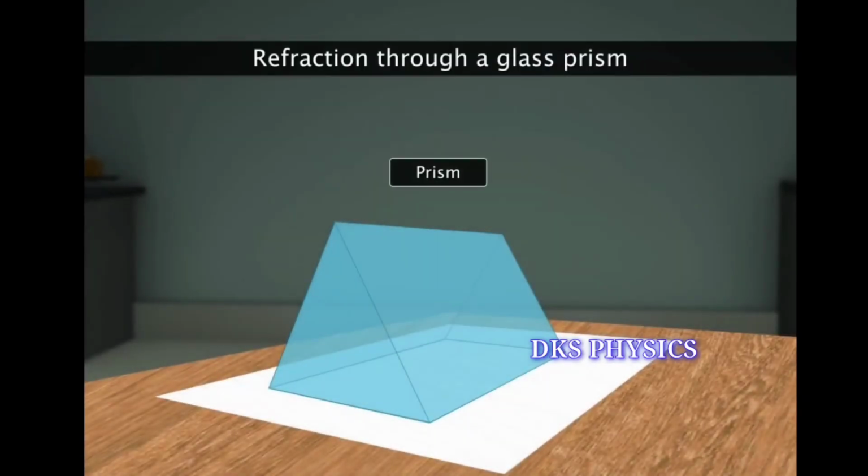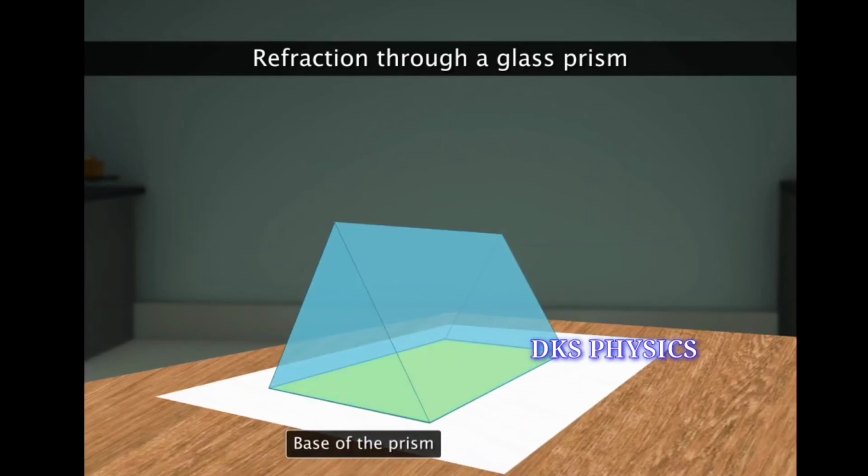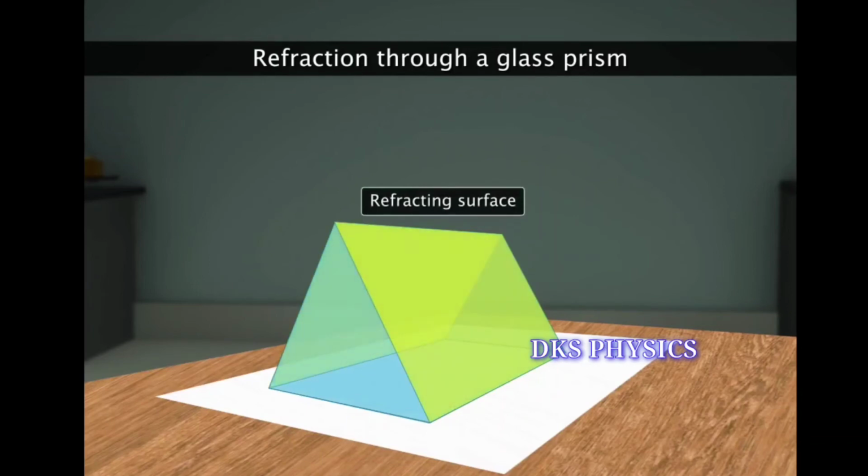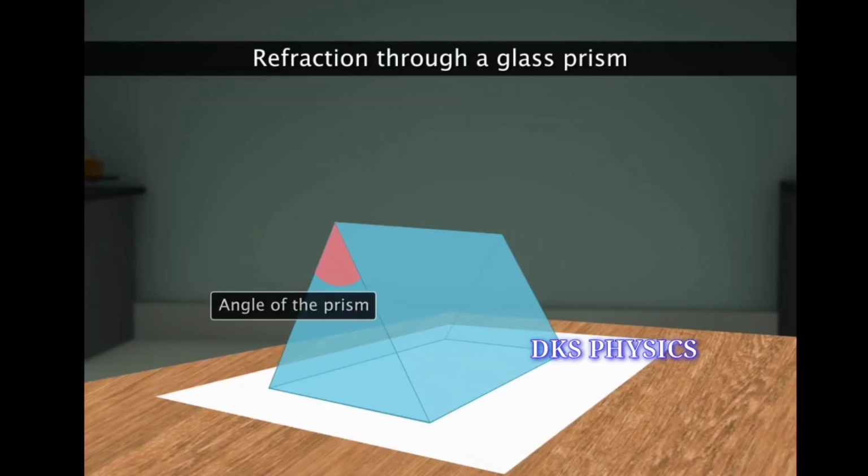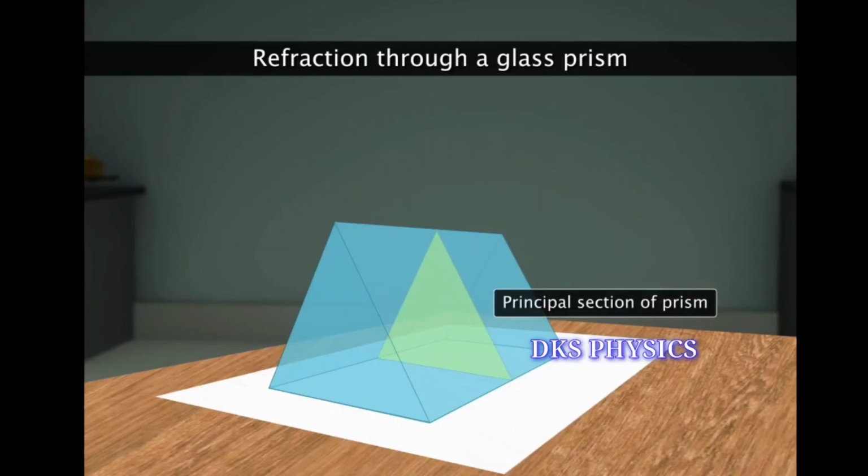A prism is made of transparent material, usually a piece of glass, bounded by 2 triangular surfaces and 3 rectangular surfaces. One of the rectangular surfaces is the base of the prism, and the other 2 surfaces are the refracting surfaces. The line joining the 2 refracting surfaces is called the refracting edge of the prism. The angle between the 2 refracting surfaces is called the angle of the prism. Any section perpendicular to the refracting edge is called the principal section of the prism.